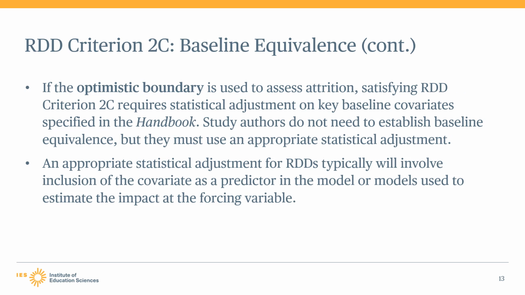Finally, as with randomized controlled trials, if the optimistic attrition boundary is used to assess attrition in an RDD, then study authors simply need to use an appropriate statistical adjustment for the key covariates specified in the handbook. This will typically involve inclusion of the covariates as predictors in the model or models used to estimate the impact at the forcing variable. Again, study authors need not demonstrate baseline equivalence for groups when the optimistic attrition boundary is used.